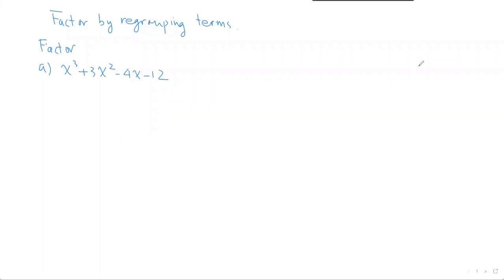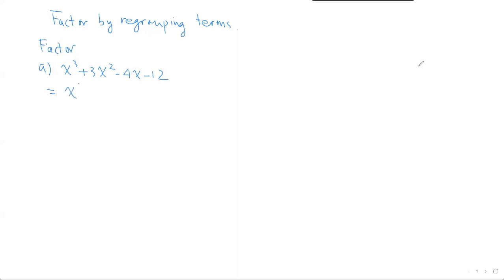In this video, we will factor polynomials by regrouping terms. Let's say here we got one like this: x cubed plus 3x squared equals negative 4x minus 12. And we cannot use any formulas like difference of two squares, difference of two cubes, sum of two cubes, or perfect squares. So here we try to regroup terms.